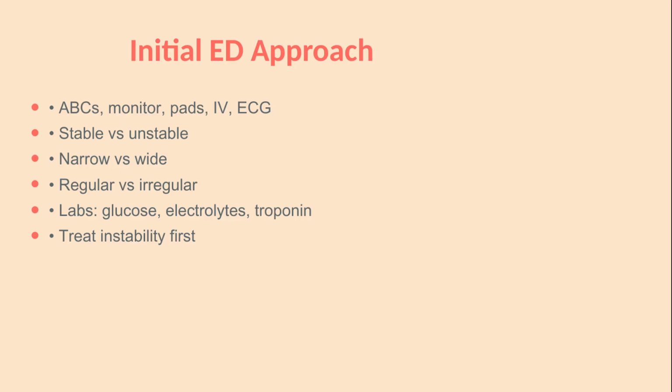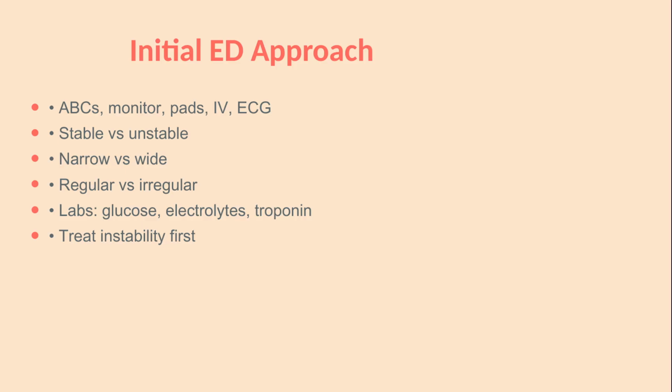Then ask 3 questions in order. First, stable or unstable. Instability means hypotension, altered mental status, ischemic chest pain, or acute heart failure caused by the rhythm. Second, narrow or wide. A narrow complex means the ventricles are activated through the normal conduction system. A wide complex means ventricular origin or abnormal conduction, and it earns more respect. Third, regular or irregular. Those 3 answers place nearly every rhythm you will meet into a small set of diagnoses.